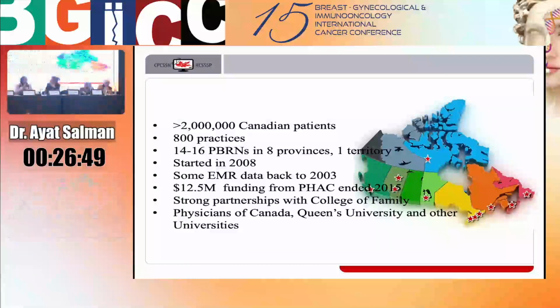This is a project that started back in 2008. It has received more than $12.5 million in funding, specifically from the Public Health Agency of Canada, which ended in 2015, and certainly the project that started as a surveillance for chronic disease has now turned into more of a data repository. And obviously, it is a collaboration of multiple universities across the nation. But core operations of CPCSN is located in Kingston and in Queen's University in Ontario.